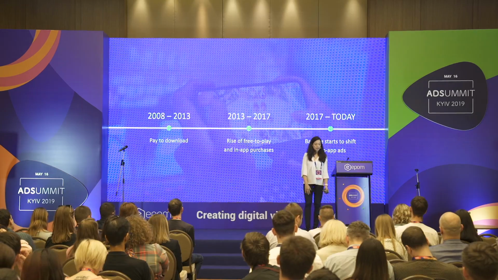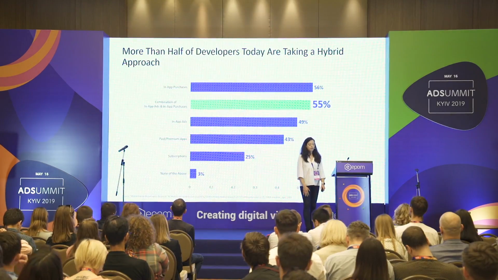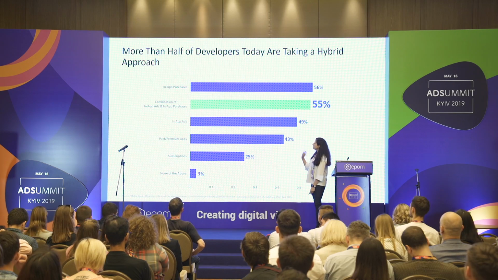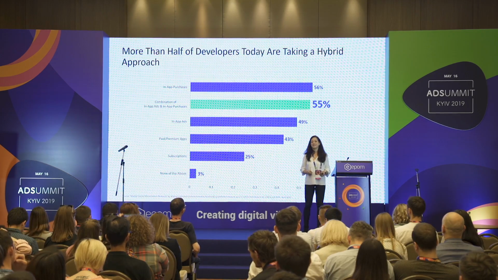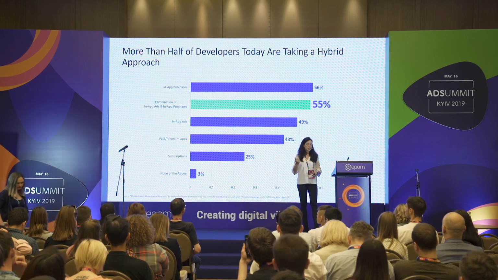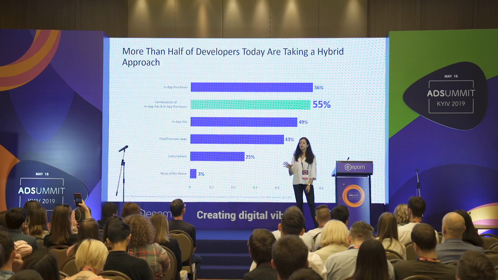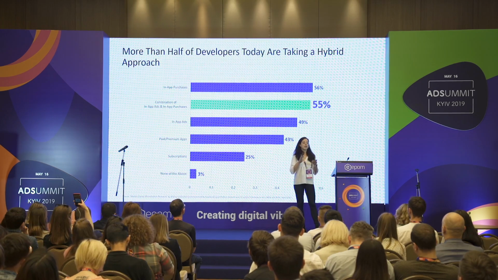And when we asked the game developers, we heard from them that, for instance, their preferred model is a combination between in-app purchase and ads. I love how you all immediately took your phones to take some pictures. That's amazing. So yeah, more than 55% of the game developers told us that they actually prefer a hybrid model between in-app ads and in-app purchase today, and that works best for them.